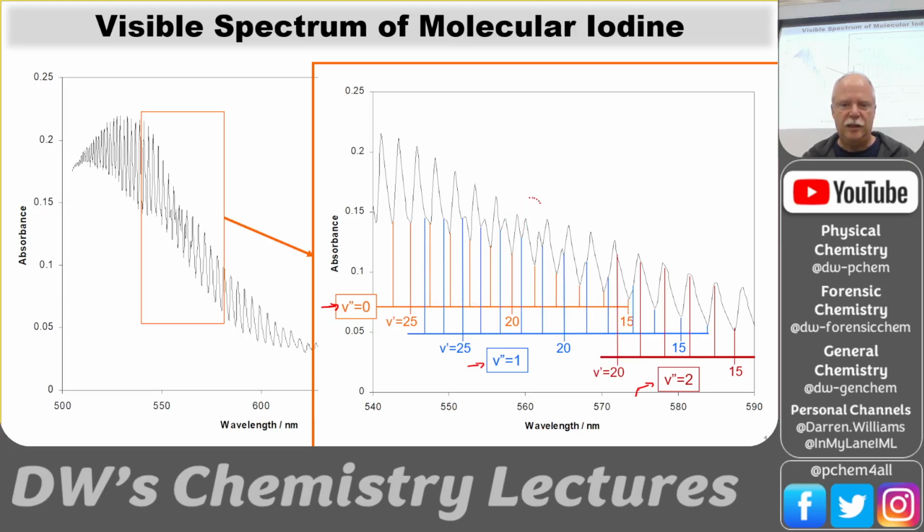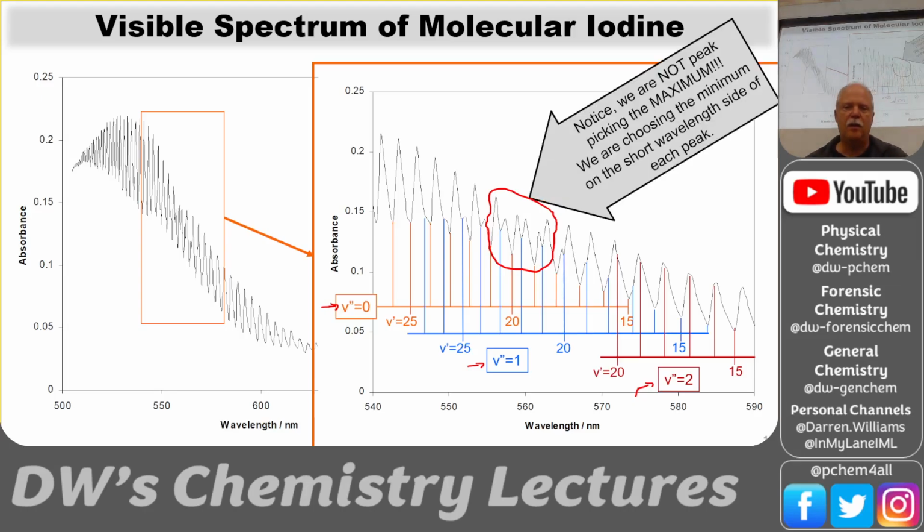And so this little pattern right here is the one you're looking for. If you're looking at the peaks, you see it does this pattern: high, low, about the same, low, high. So that's where they crash into each other. That's the spot you're going to start your peak picking at. And also notice we're not picking the peak maxima, we're picking the minimum on the short wavelength side.